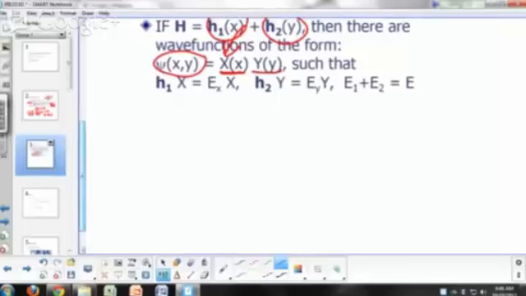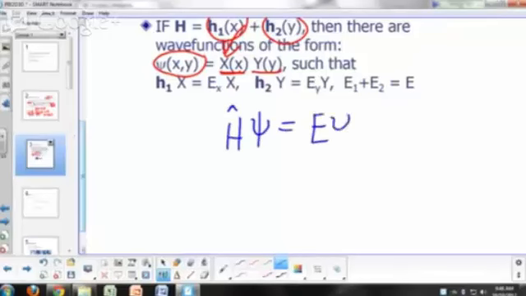So let's write H hat psi equals E psi. That's our Schrodinger equation, right? So we're going to assume that psi is a function of x times a function of y.